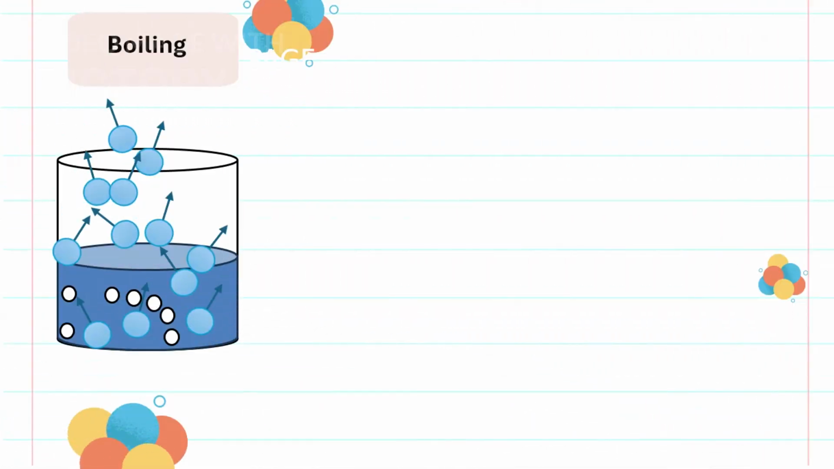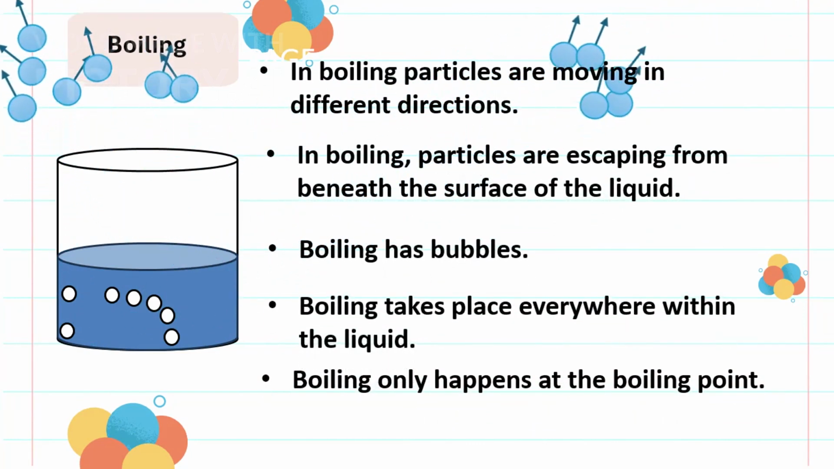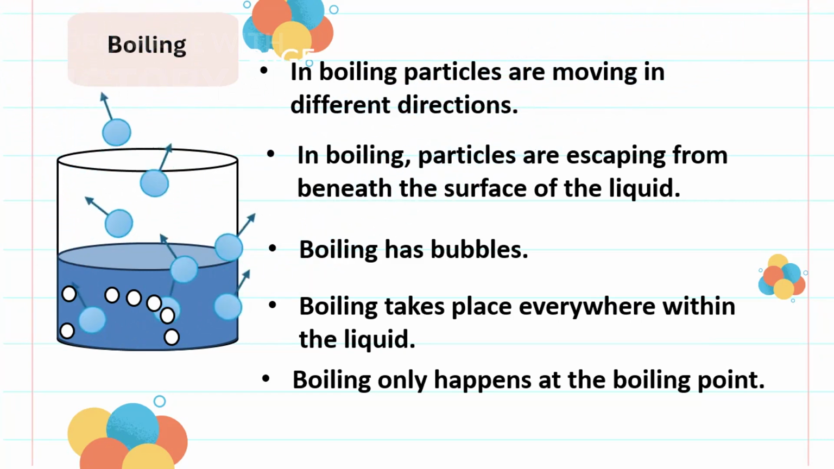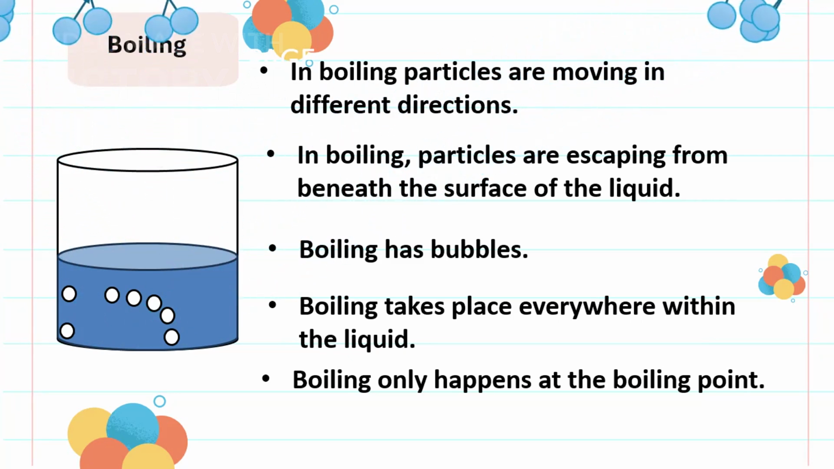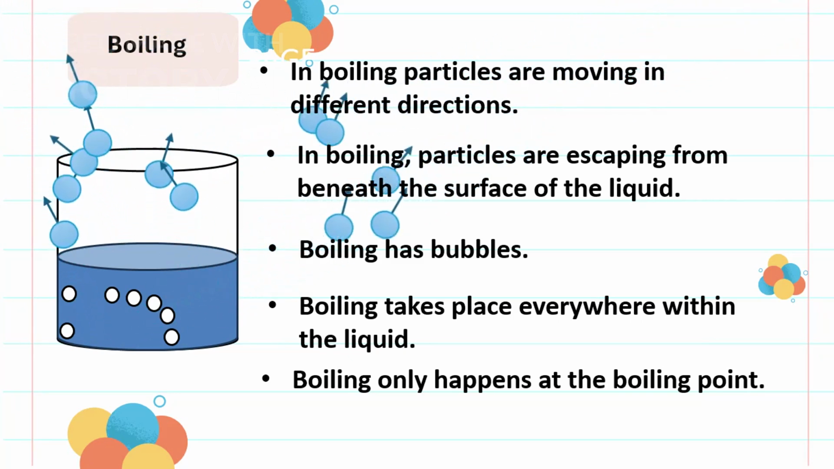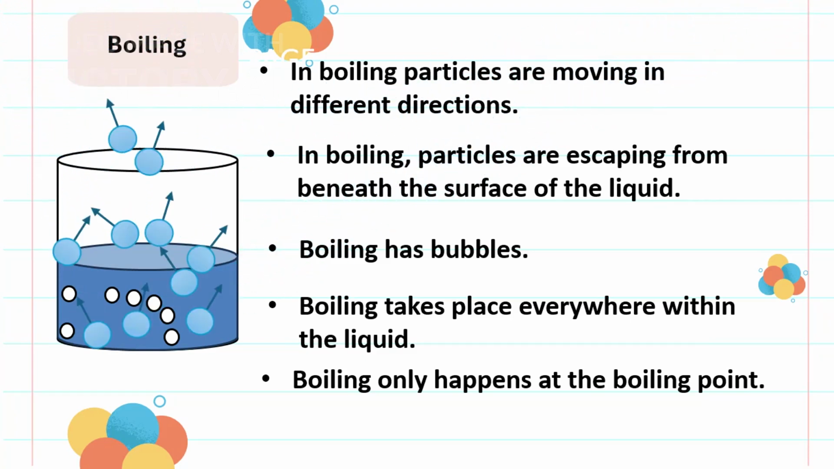Now that we've explored evaporation, let's take a closer look at boiling, because these two processes are often compared. When we observe the particle model of boiling, we notice that the particles are moving rapidly in different directions, just like in evaporation. However, boiling has some important features that make it very different. During boiling, bubbles form within the liquid. These bubbles are filled with gas created when particles inside the liquid gain enough energy to break free from their bonds. These gas bubbles rise to the surface and escape into the air. This means that boiling does not only happen at the surface. Instead, it takes place throughout the entire liquid, from the bottom to the top.